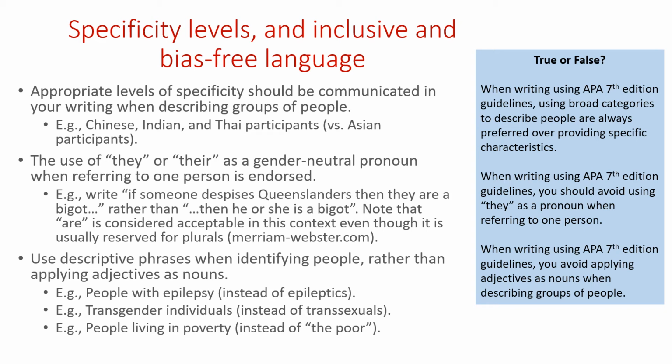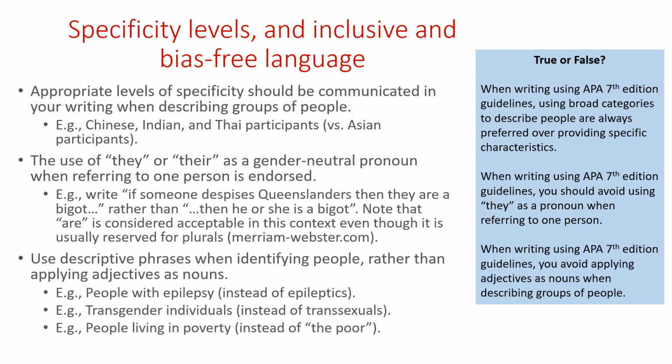In the past we might have said, here's a group of epileptics. That is using a descriptor, epileptics, but we're using it as a noun. These days we might say people with epilepsy rather than just calling them epileptics. Likewise, instead of saying transsexuals, we might say transgender individuals, or instead of saying the poor, we might say people living in poverty. Okay, so there you go.